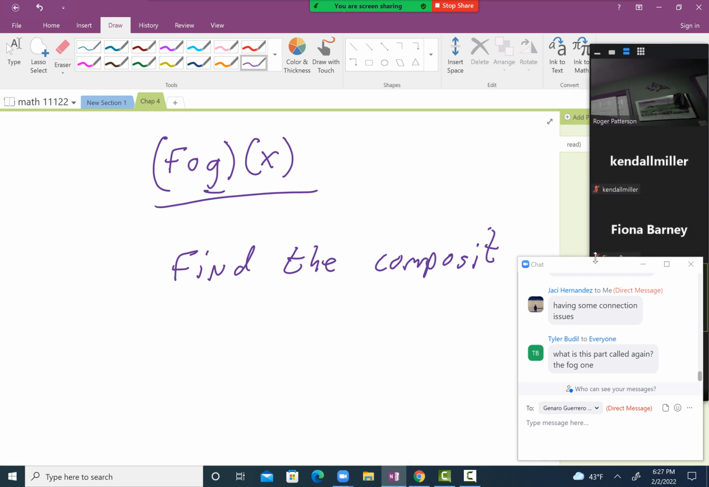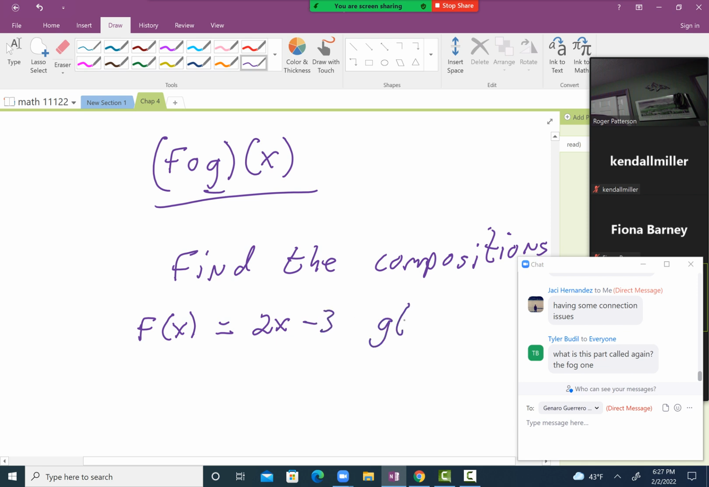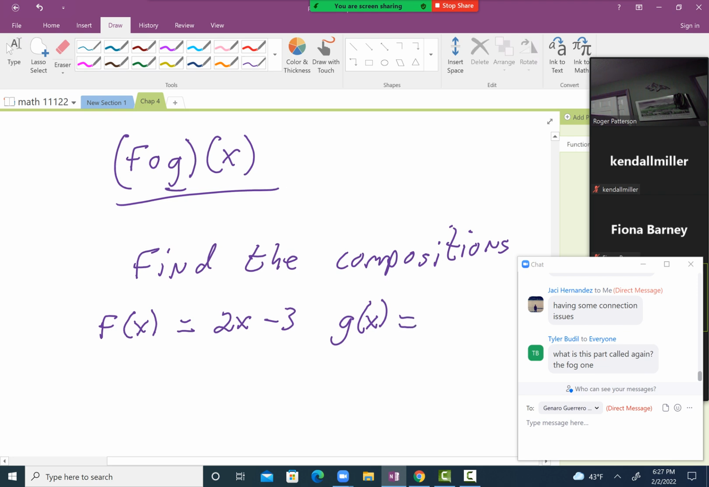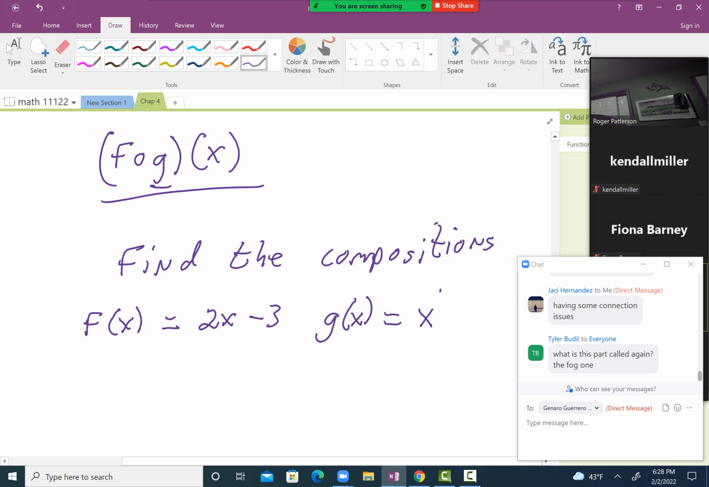So I'm going to give you a couple different functions here. We'll do f of x equals 2x minus 3. We'll do g of x, which will be x squared minus 1. And then we'll do an h of x, where we'll just go x over 2 plus x. Something like that. So there's my three functions.